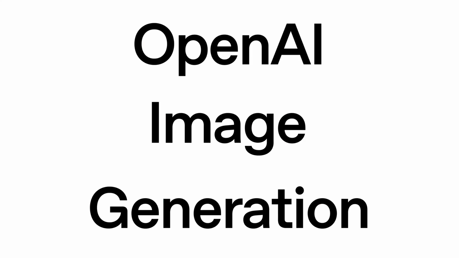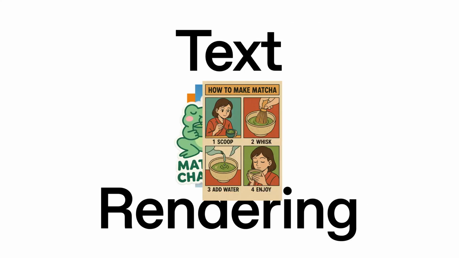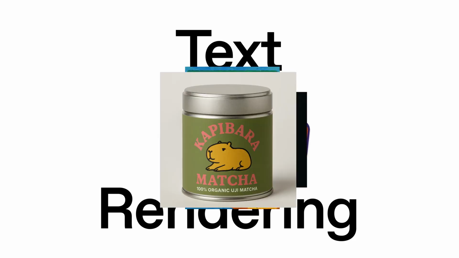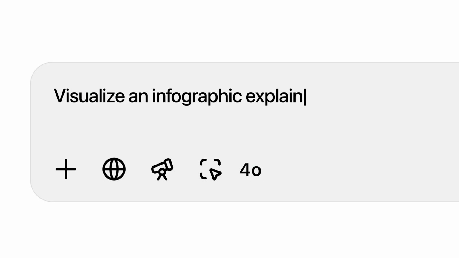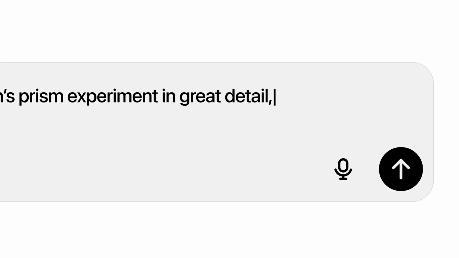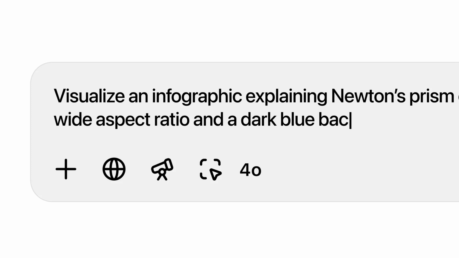Hello. I'm Alan. I'm a research scientist at OpenAI. People tend to say a picture is worth 1,000 words, but being able to also render a few words or symbols can carry thousands of pictures, with a relatively simple prompt, like visualize an infographic explaining Newton's prism experiment in great detail with a wide aspect ratio and a dark blue background.